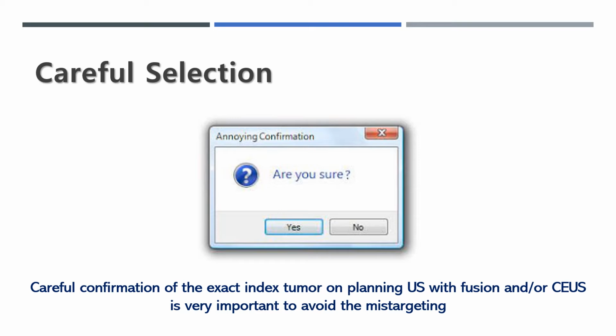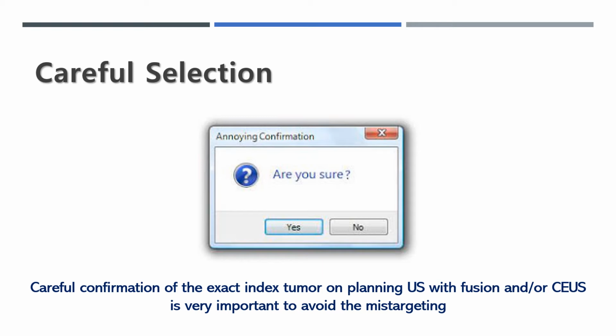If a tumor conspicuity is very low, even after using fusion or contrast-enhanced ultrasound, or the tumor size is less than 1 cm, potential of mistargeting could be increased. However, there is no consensus on inclusion criteria according to the degree of conspicuity because the conspicuity is very subjective and therefore shows broader spectrum.